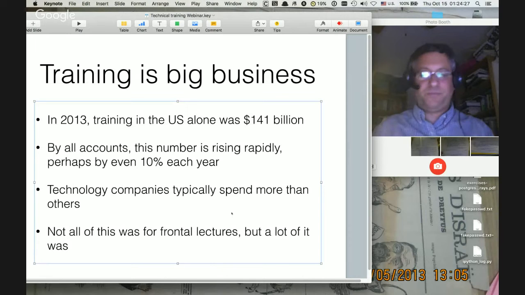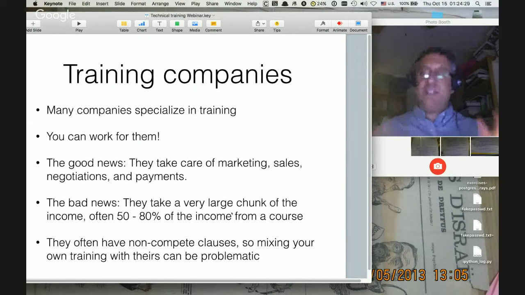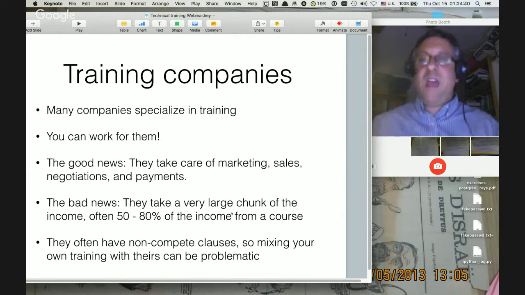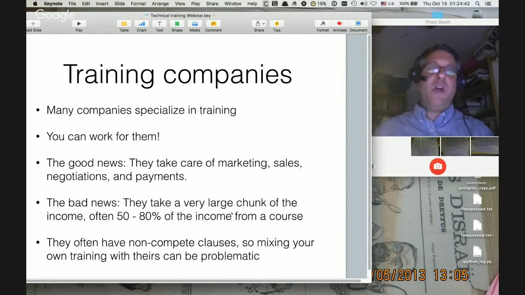So there are companies that specialize in training, right? You have Ruby on Rails dev shops, and you have IT shops that do your system administration for you. And you have lots of different kinds of companies. You have training companies as well, and you can go and work for such companies. Now, the good news in these cases is they take care of marketing, sales, negotiations. They take care of everything. You basically show up, teach, and leave.